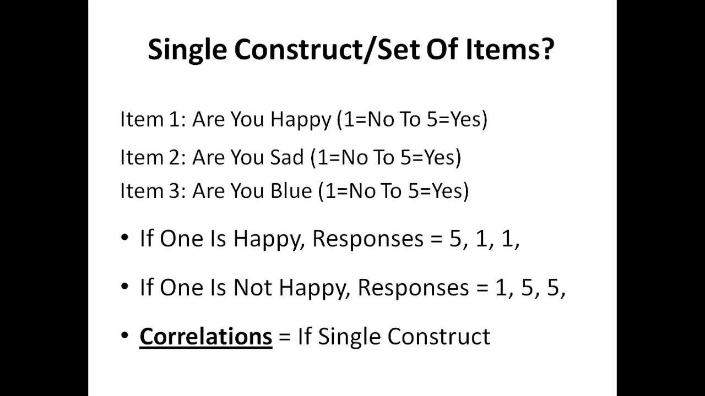Now, let's say that somebody answered, are you happy? 5, yes. Then they said, are you sad? 5, yes. Are you blue? 5, yes. Then we might say, well, this measure doesn't seem to measure anything because the items don't have a relationship. Everything is just 5. So it's not measuring happiness because the person's happy, sad, and blue at the same time.